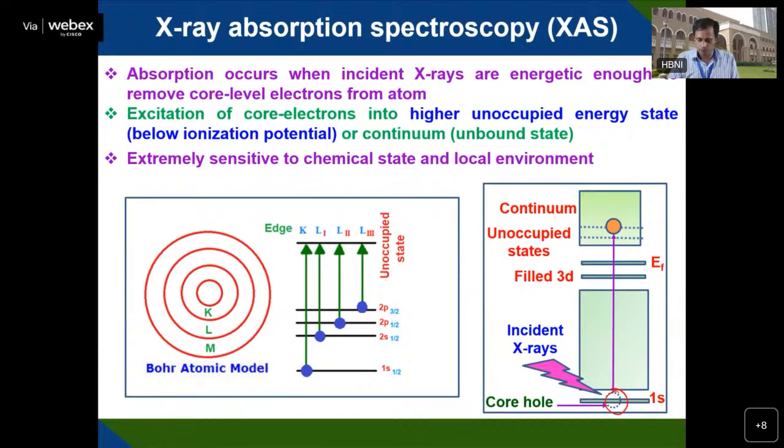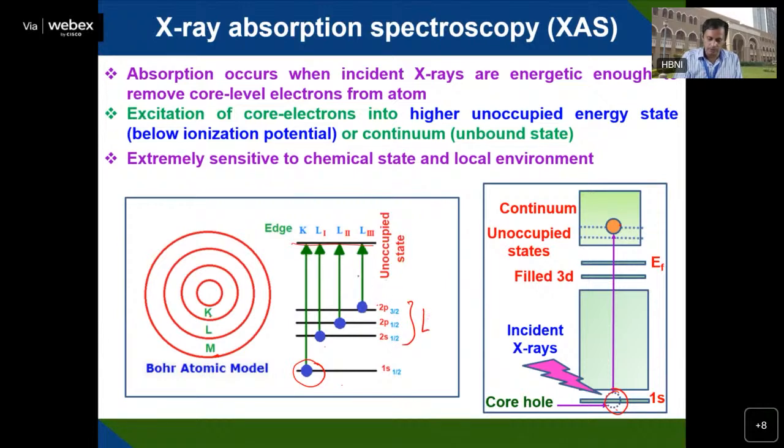So excitation of a core electron into a higher unoccupied state or the continuum is possible whenever an X-ray source falls on the material. By the photoelectric effect, the electron goes to the higher states. You can see here, if you have a 1s electron, in the Bohr atomic order K, L, M, N shells, a 1s electron can be moved to the continuum, the K shell electron, or in the L shell also.